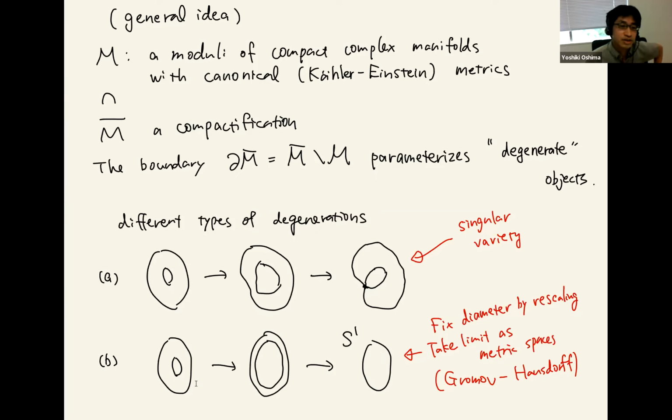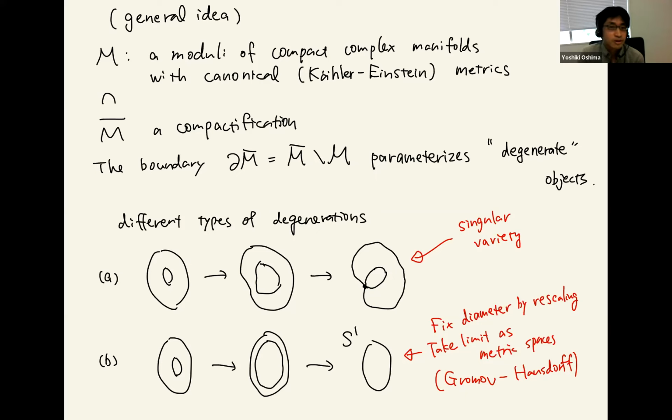So here we fix the diameter by rescaling. So the diameter is fixed, the volume goes to 0, and then the dimension becomes smaller. So here the convergence means the limit is defined as a Gromov-Hausdorff limit.